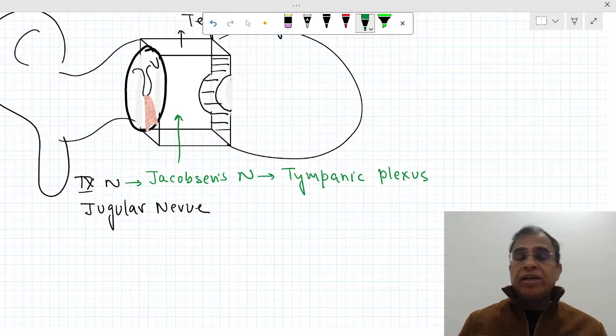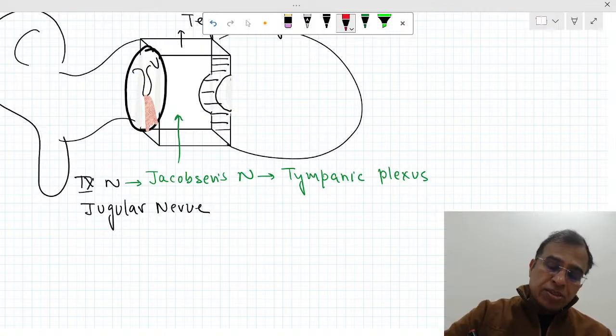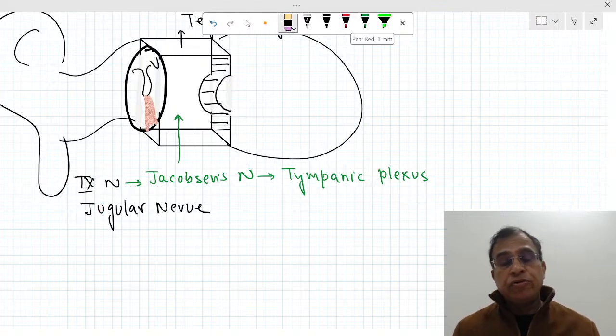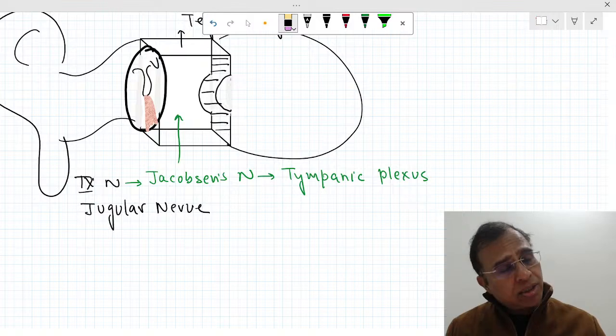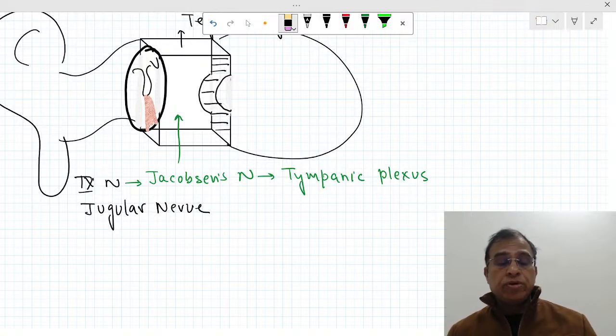Obviously the plexus in the tympanum is called the tympanic plexus. It is formed by a branch of the ninth nerve called Jacobson's nerve, and it enters the middle ear through the floor. So both are J. Jacobson's nerve is J and jugular vein is J. Both the jokers are below the floor. Jokers नीचे ही होते हैं. Jokers cannot rise. Jokers will always remain below the floor.